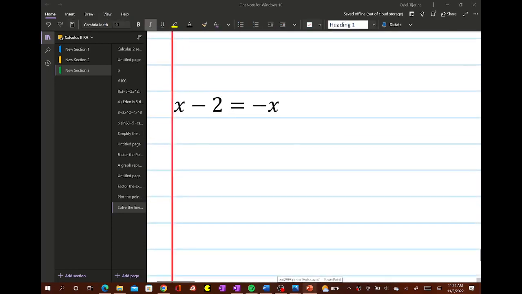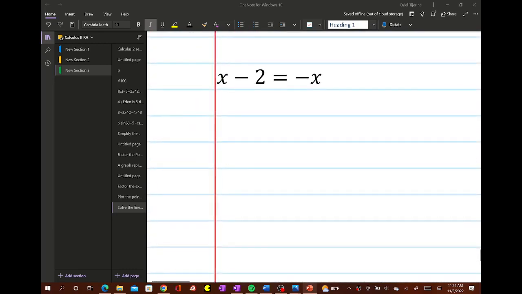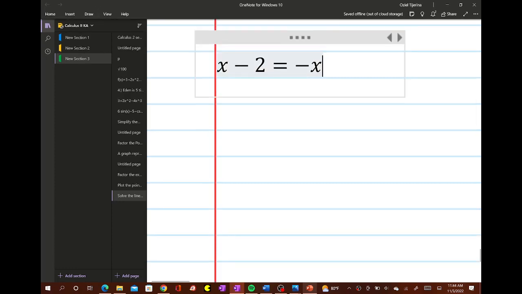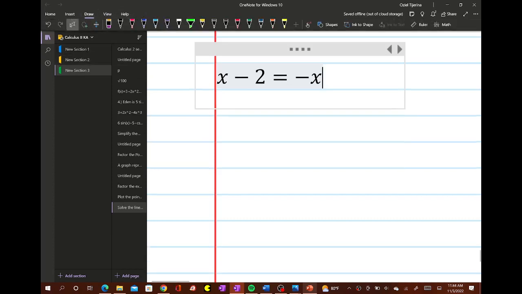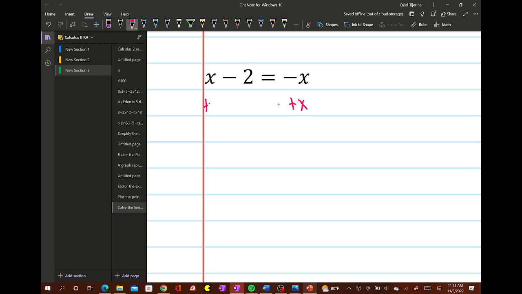Okay, so here's our next example. We have x minus 2 equals negative x, right? The idea here again is you want to get x by itself. We know that we have a variable on the left and on the right. We have to get rid of the variable on one side. So let's add x on both sides, okay?